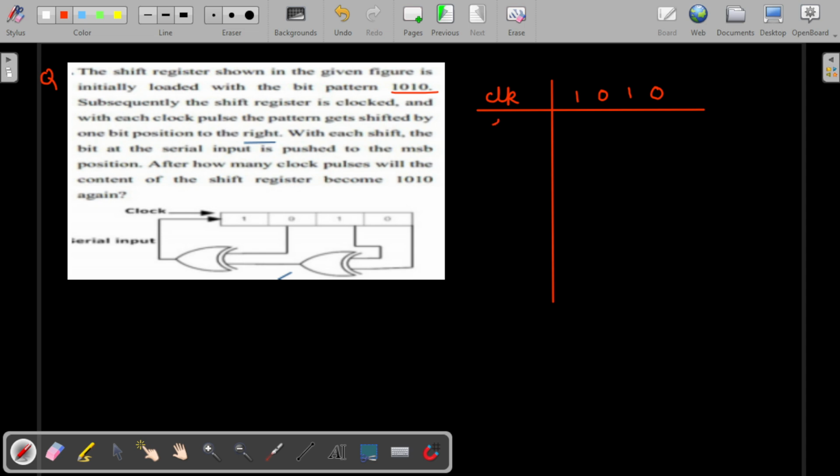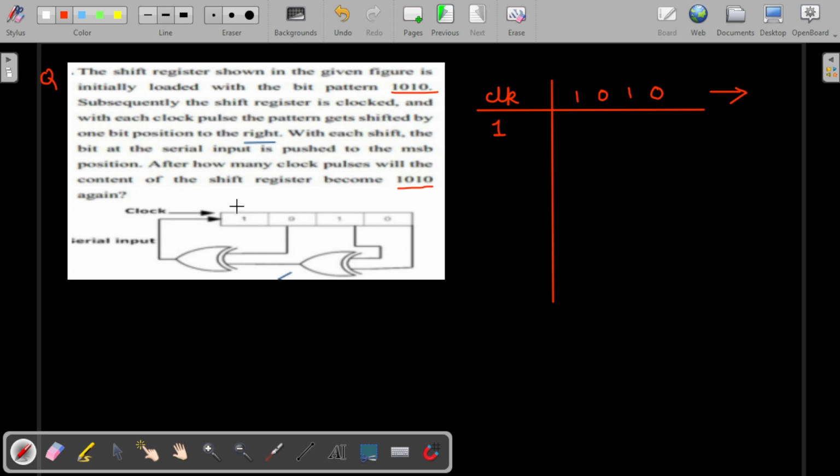Whenever we give the clock, the first clock will come, right? With each clock pulse, the pattern gets shifted one bit to the right. So this is right-side shifting. With each shift, the bit of the serial input is pushed to the MSB, as shown in the diagram. So after how many clock pulses will we get 1010 again? How many used states will be there? That is the question.